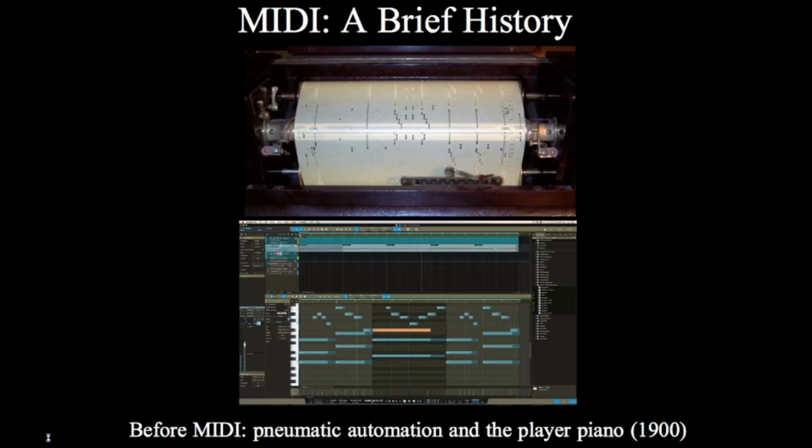Now, here's another picture. You can see a traditional player piano roll on top. And when we talk about MIDI in Studio One, we still use the term piano roll. So you can see the piano roll in digital form on the bottom, and that's a screenshot from Studio One.